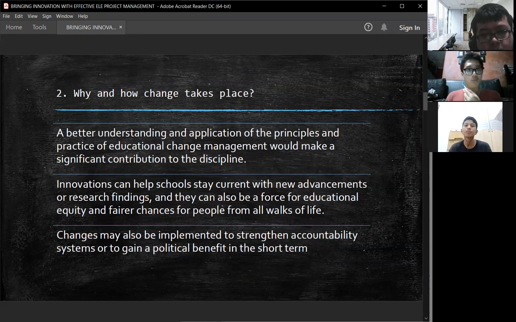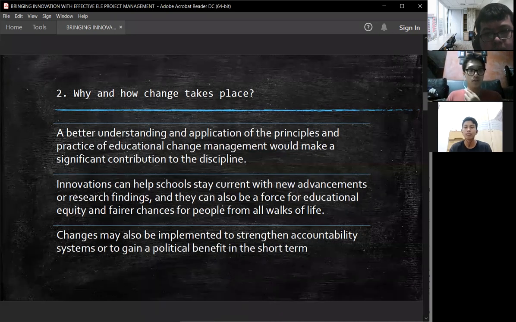The second question is, why and how does change take place? The answer is, based on the sources, the litany of educational reform failures suggests that a better understanding and application of the principles and practice of educational change management would make a significant contribution to the discipline. This also helps innovations, especially schools, stay current with new advancements or research findings, and they can also be a force for educational equity and fairer chances for people from all walks of life.